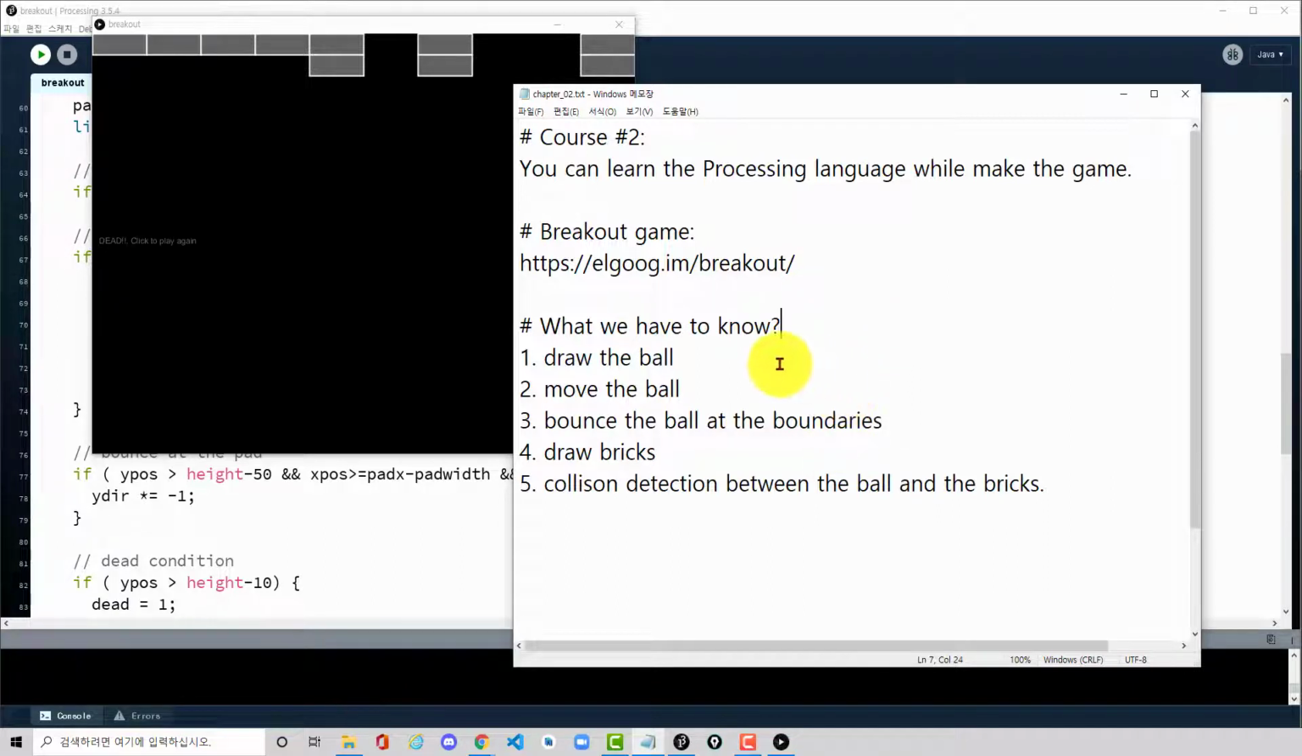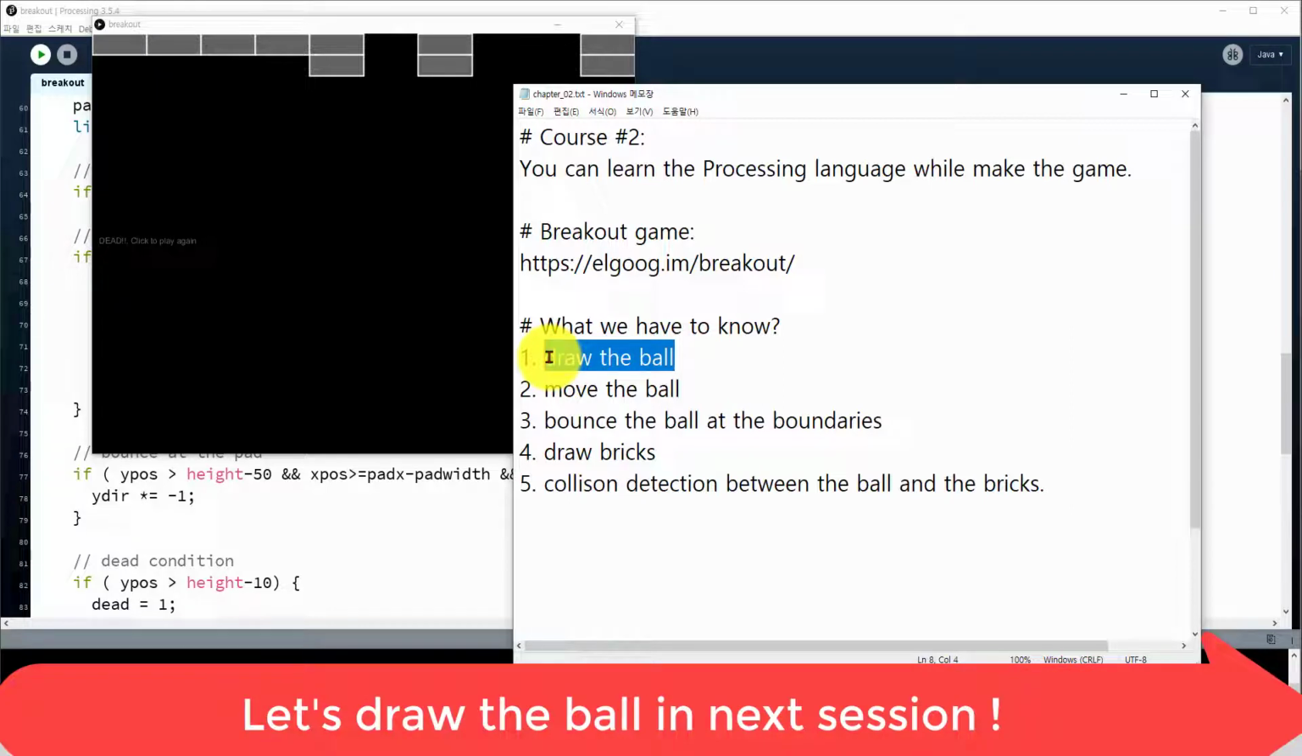So in the next class, you have to know how to draw the ball using the Processing language.